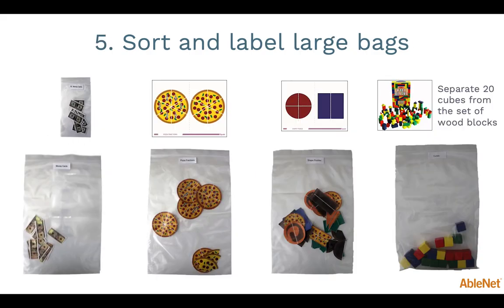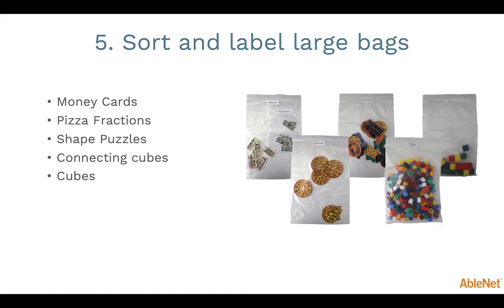Place the remaining money cards in a large bag and place the bag of small dollar money cards inside the large bag. Place each set of pizza fractions and shape puzzles into their own large bag. Separate the wooden cubes from the building block set and place them into their own large bag. Next, label each bag. Money cards, the dollar money card bag will be in that large bag.